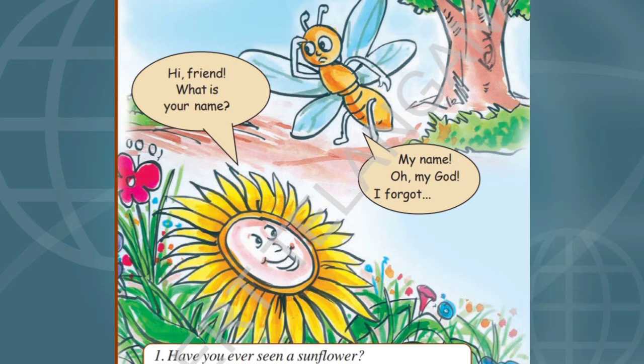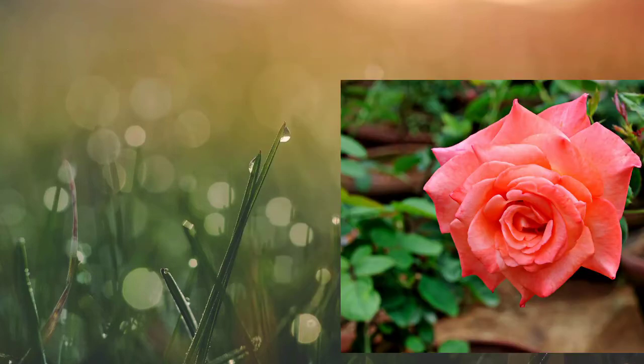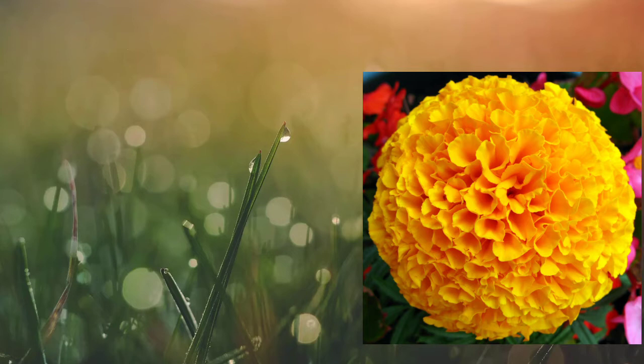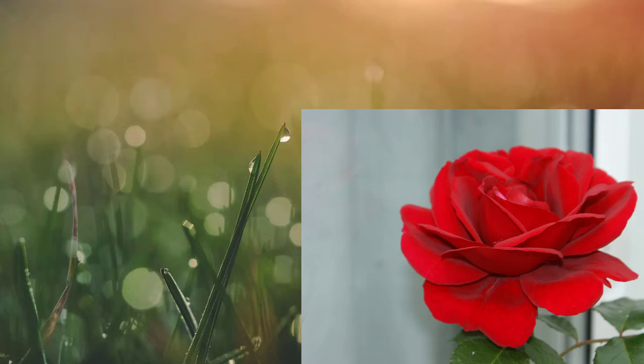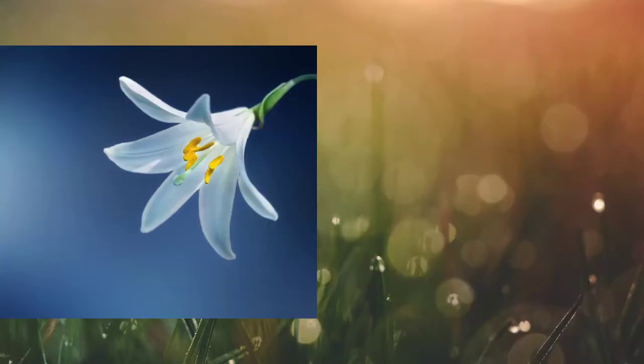Where are you coming from? I am coming from a garden. I saw so many flowers. Those flowers are in different colors. This is blue color flower. This is orange color. This is violet color. This is yellow color like you. This is red color. This is white color.